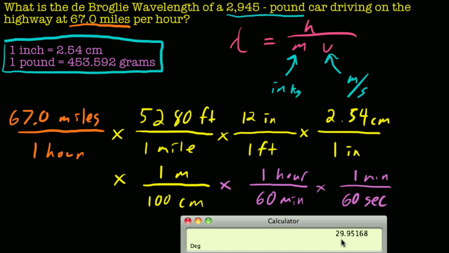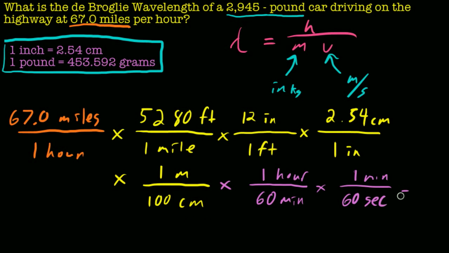And we are left with 29.952, so we're going to say 29.952 meters per second. So this is going to be our velocity, right? That's where this fits into the equation. So we've now figured out our velocity.